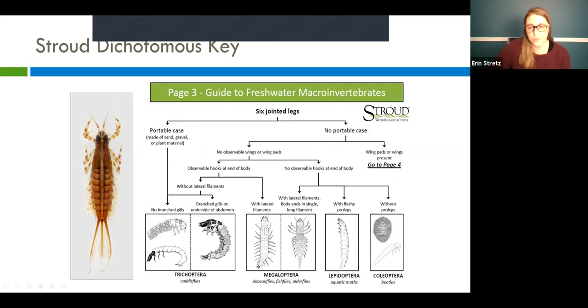Once we get to page 3, the next question is about cases. If you find an organism inside of a portable case, that's only going to be your case building caddisfly. This one, I'm not seeing it inside of a case. So we can go to the right side of our key, no portable case. Now, this is where it can get tough. Does this organism have wing pads present?